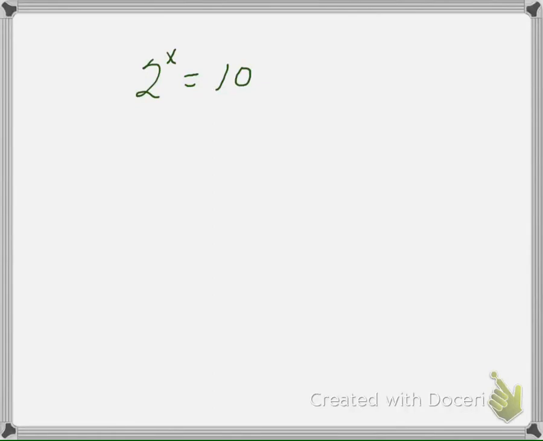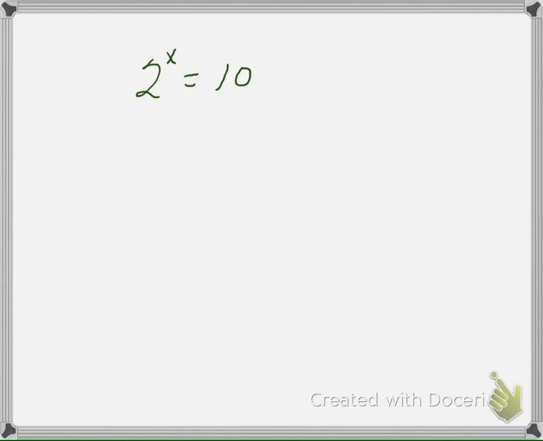I can't change 10 to a base of 2, but I can estimate it. I know the answer is going to be a little higher than 3, but how do I solve this? So this is when we have to use our inverse operations. This is when we have to use that whole idea of solving. So what am I going to do if I want to do the inverse of an exponential?